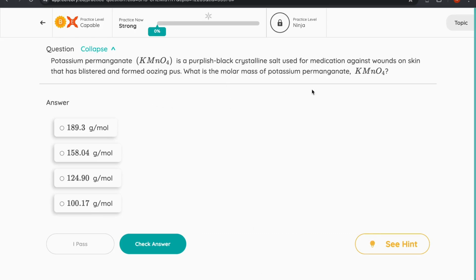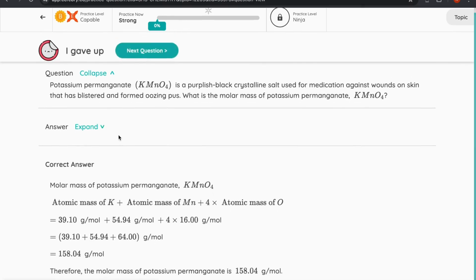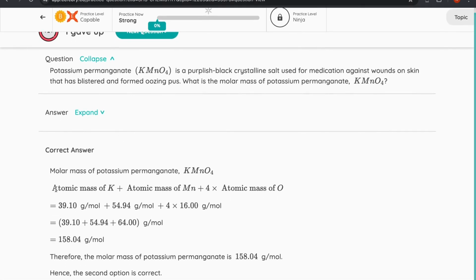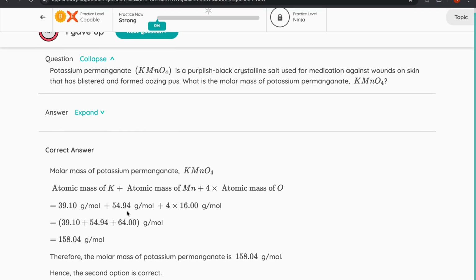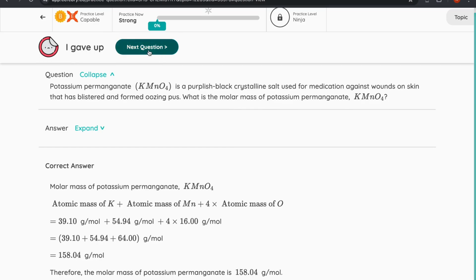Let us answer the next question incorrectly. Upon answering this incorrectly, the system shows me how to solve this question. Since the system has given the explanation for this, upon clicking next question, it gives a similar question.